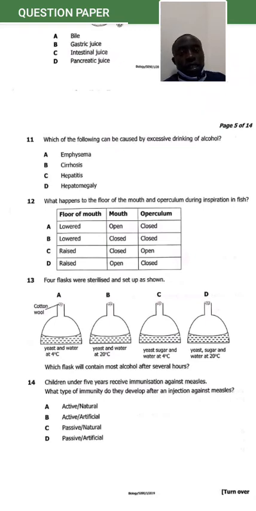Question 13. The 4 flasks were sterilized and set up as shown. Which flask will contain most alcohol after several hours? So the correct answer for question 13 is D. Why D? Because looking at the temperature there, it is high, and the yeast is there, with sugar and water.